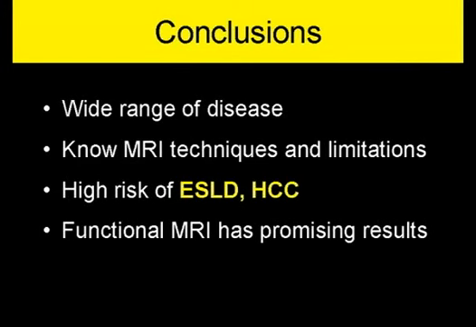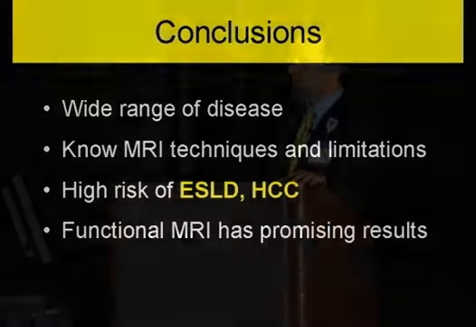So I'll conclude my talk by saying that there is a wide range of diseases in diffuse liver disease. You have to know MRI and try to be comfortable with MRI techniques and their limitations. Most of these diseases will give you a high risk of end-stage liver disease and HCC. And functional MRI has some promising results.